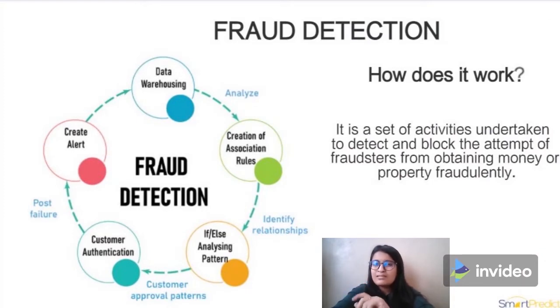So let's see how exactly it works. The fact that AI can quickly detect any unusual activities will lead to generating an alert. Now, this alert will lead to analyzing this particular situation. Then it will also use the if-else pattern to see what the situation is. And this if-else pattern will lead to the customer approval, which is the customer authentication, and which will lead to the post failure of the alert.